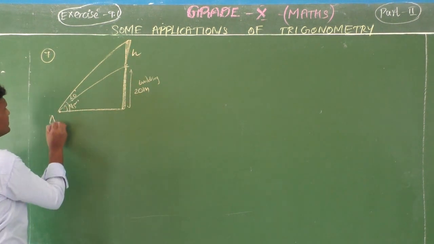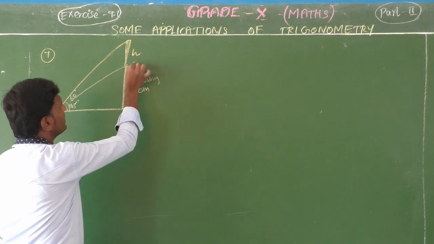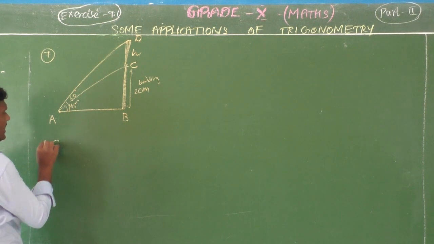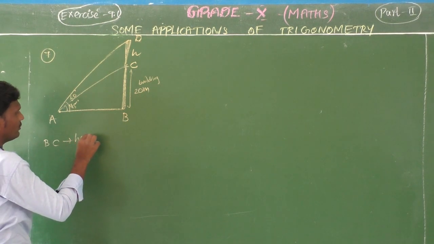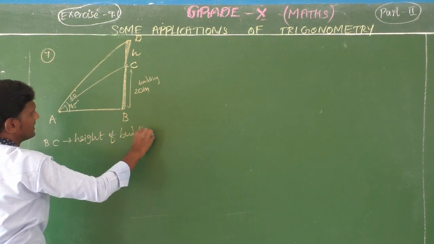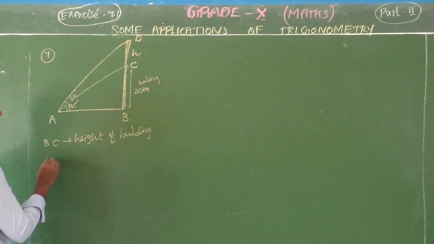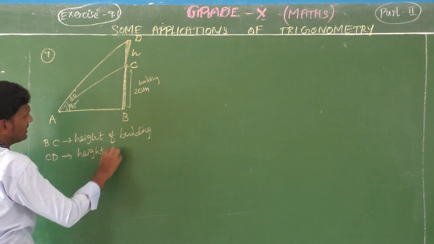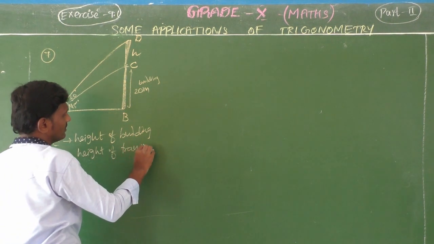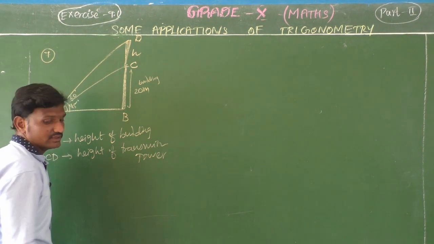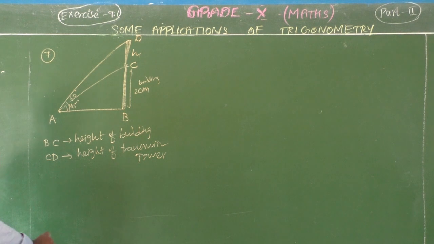So this point is A and this one is B, here C, here D. So BC is the height of the building. Height of building is given as 20 meter. And CD is the height of the transmission tower. The angle of elevation is given as 45 degree and 60 degree.